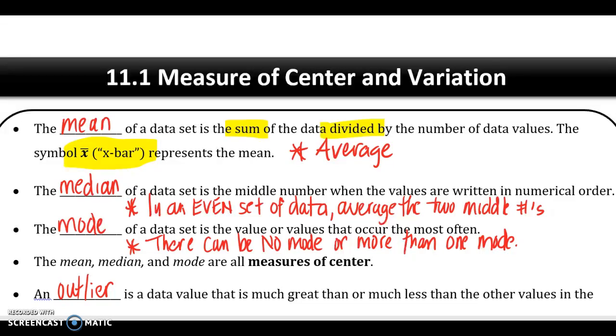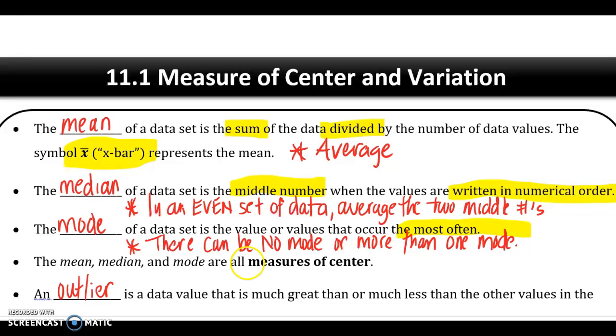The median is just the middle number in a set of data when you write all the numbers in numerical order. So remember that if you have an even set of data, then you need to average those two middle numbers. The next term is mode, and remember that's the most occurring number. You can have no mode if none of the numbers repeat more than one time. You can also have more than one mode if several numbers repeat the same number of times.